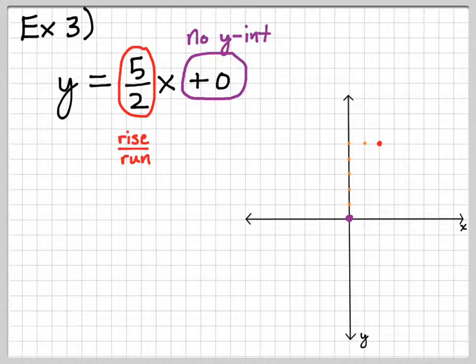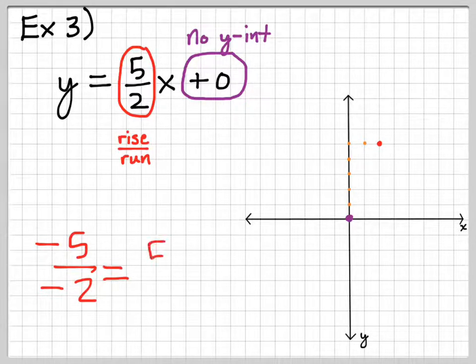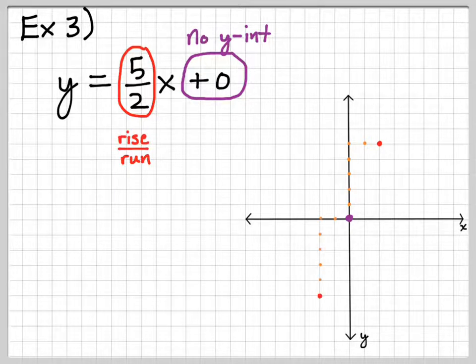If I did that again, I would pretty much be off the grid and almost off my graph paper. So I'm going to go backwards. I'm going to go down 5, -5, and back 2. And when I do that, -5 over -2 is the same as 5/2. So that's okay. That will give me this point. You'll notice the same stair-step pattern, up 5 over 2. And I connect my dots.